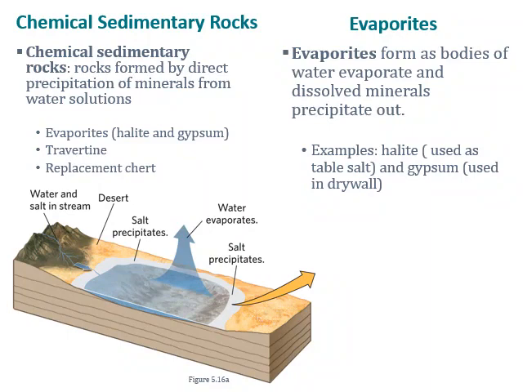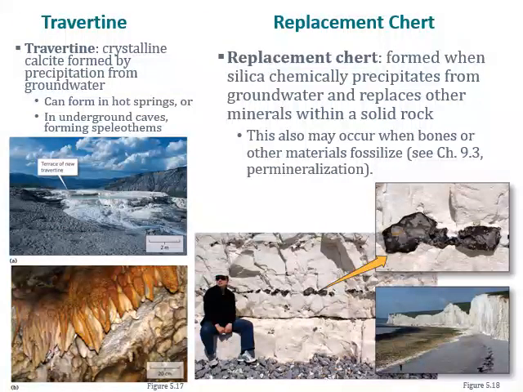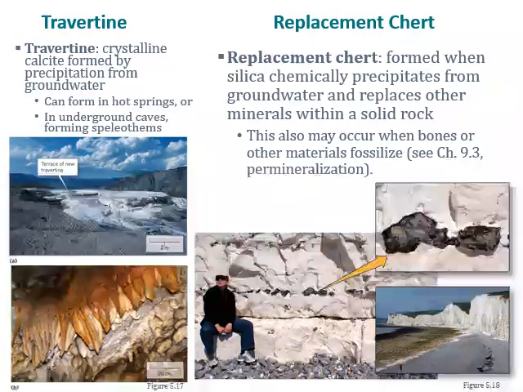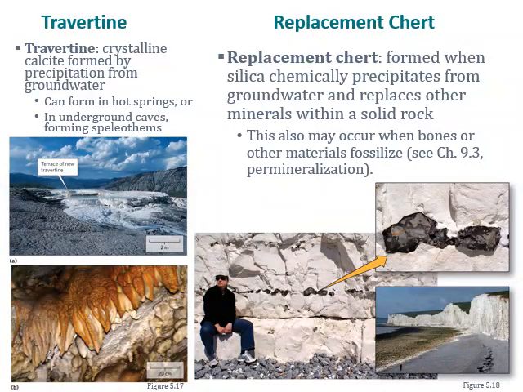Travertine is crystalline calcite formed by the precipitation from groundwater. This can form in hot springs or in underground caves, which form speleothems. Replacement chert forms when silica precipitates from groundwater and replaces other minerals within a solid rock. So this occurs when bones or other materials fossilize, called permineralization. This is also the process that occurs to create geodes, which you may have seen in rock and mineral shops in nearby cities.